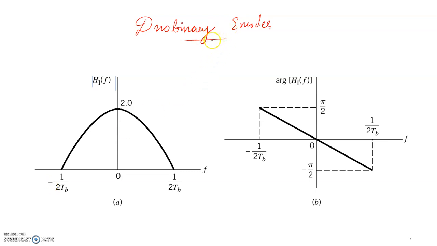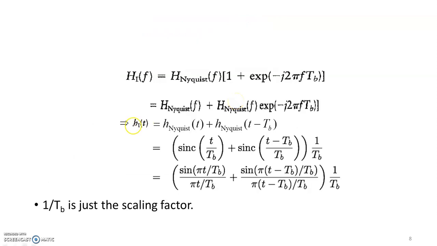Duobinary encoder. In part 1 of our lecture, we have obtained the expression for the frequency response and plotted it. In this session, we will see how to find the response in the time domain, or the impulse response. For that, we start with the expression in the frequency domain.